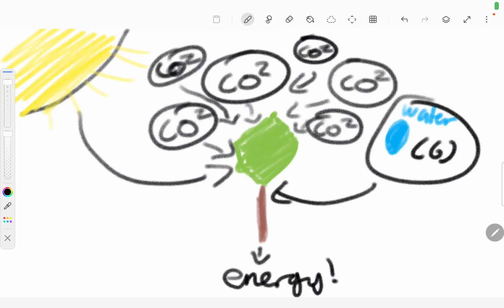Hello everyone. Today I'm going to be teaching you about photosynthesis, which is the process that lets plants make food and provides oxygen for life on Earth. So, what is the purpose of photosynthesis?